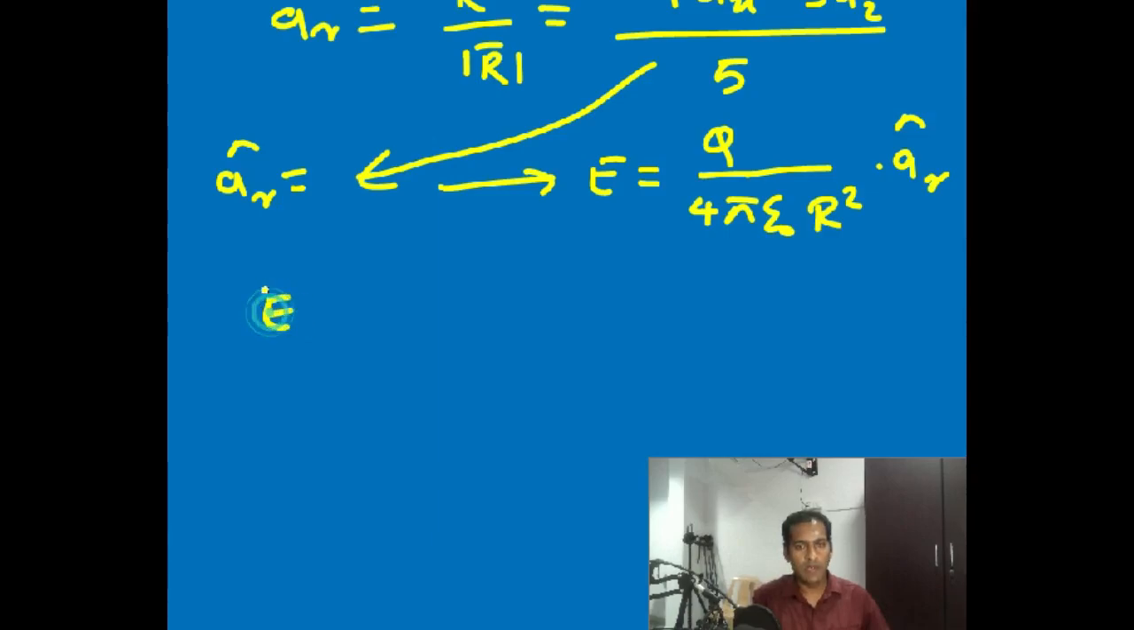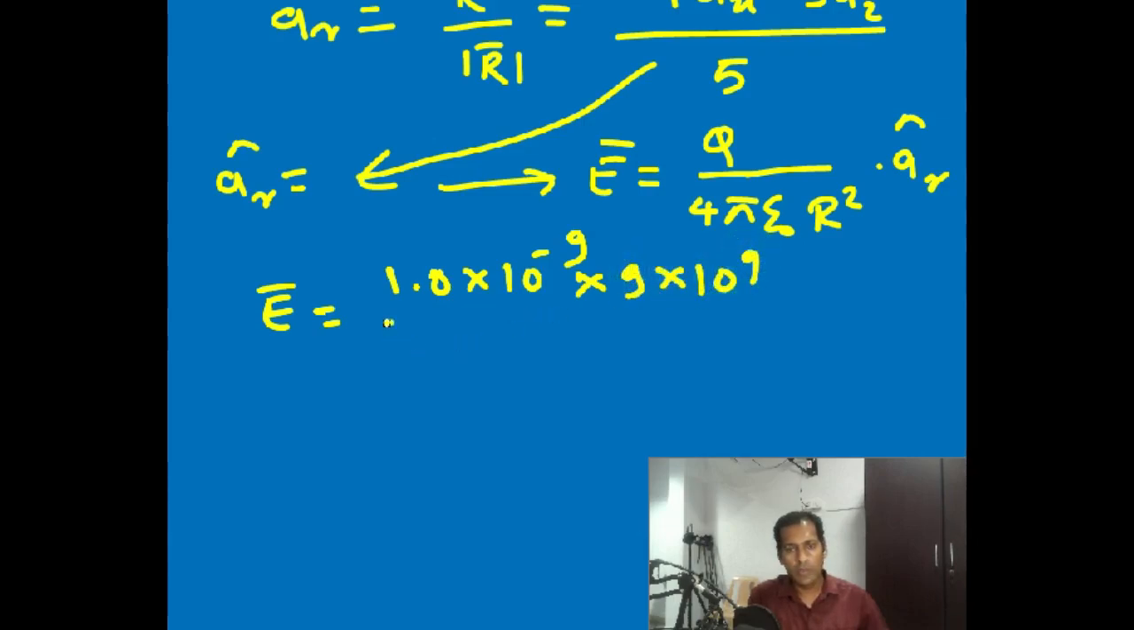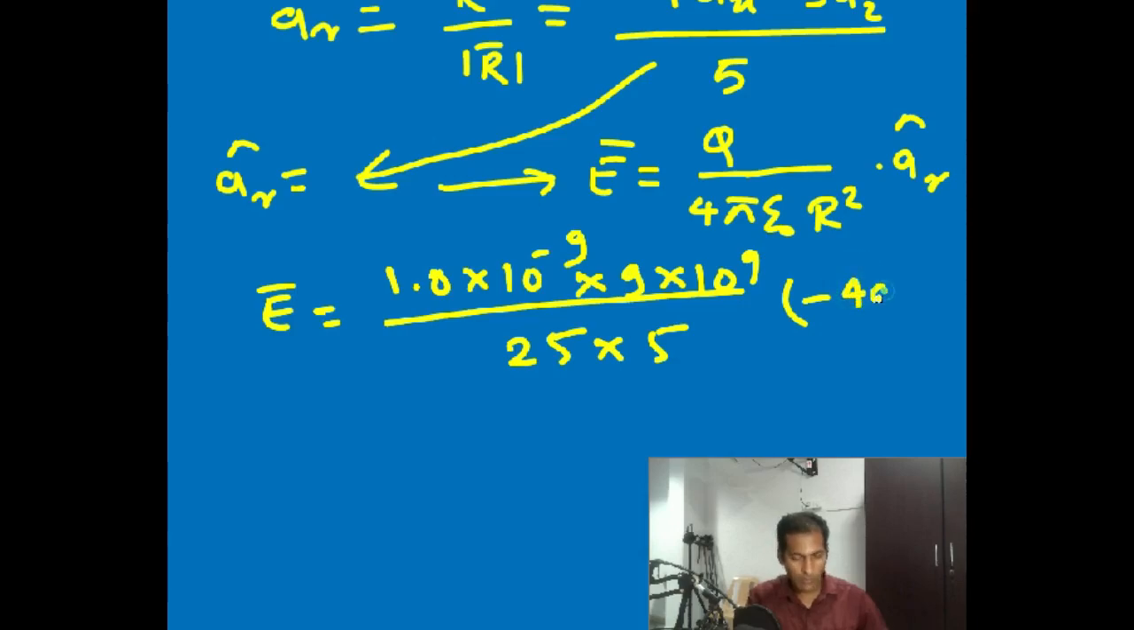So the electric field intensity vector, Q is given. What is Q? Q is 1.0 into, for nanocoulomb we write, 10 to the power minus 9, into 1 upon 4 pi epsilon naught, which is nothing but 9 into 10 to the power 9, divided by 25 into 5, and the R bar is -4 ax cap minus 3 az cap.